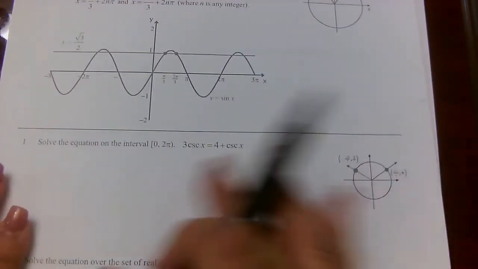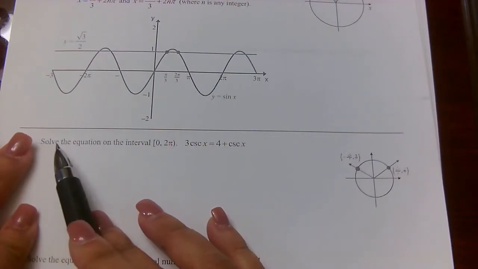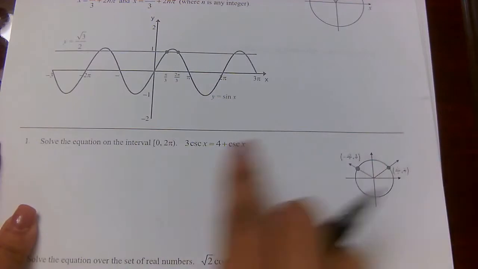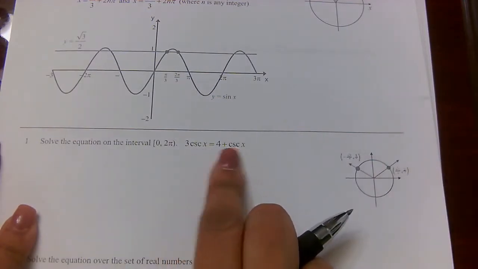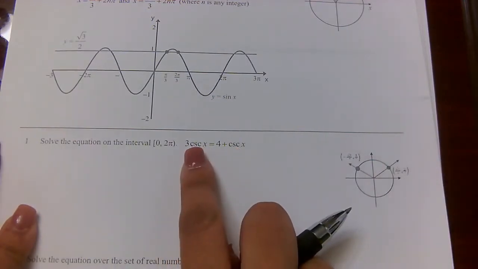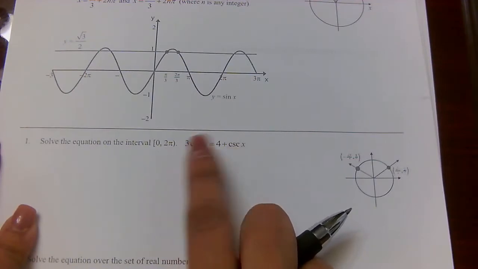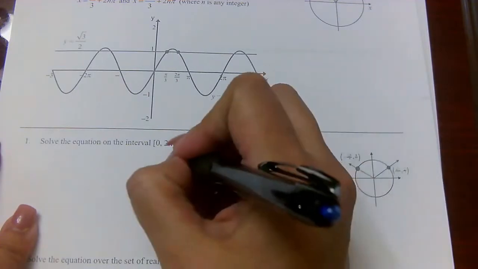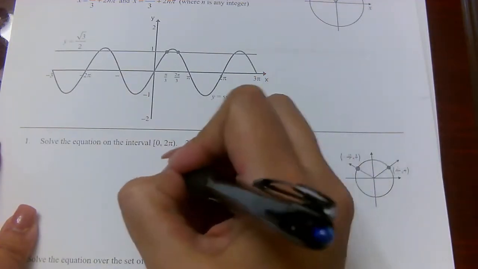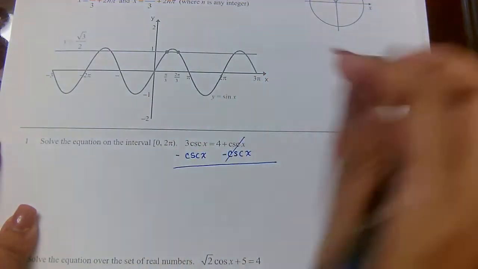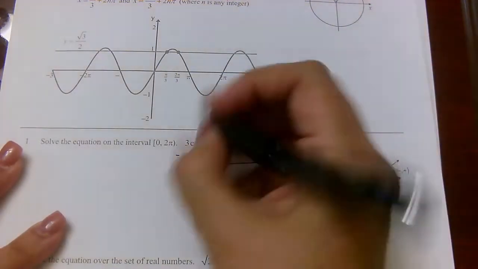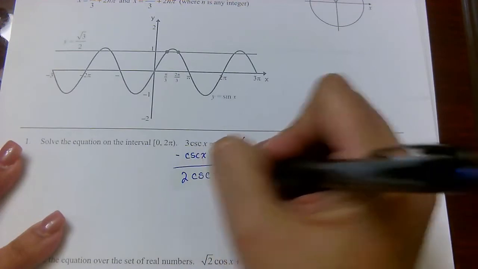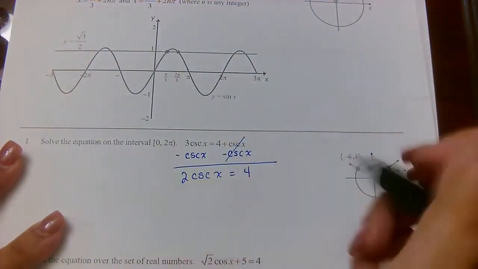Okay, let's go ahead and start with the first one. Here it says solve the equation in the interval, and here's our equation. So in this problem, I'm going to go ahead and isolate the cosecant and leave the numbers on the other side. So I'm going to go ahead and subtract cosecant x from both sides, and these will cancel. Okay. Over here I'm going to have 2 cosecant x is equal to 4. Now I can go ahead and divide both sides by 2.